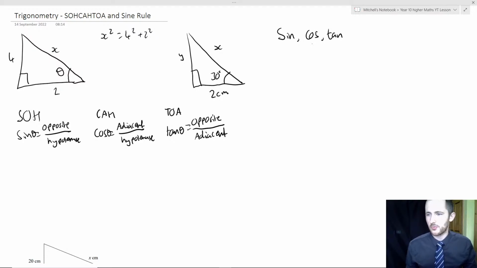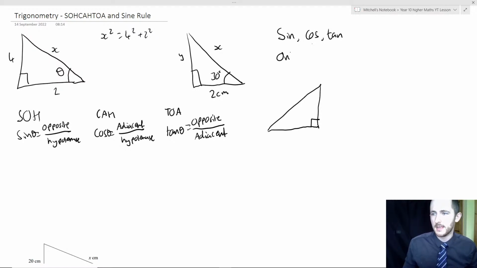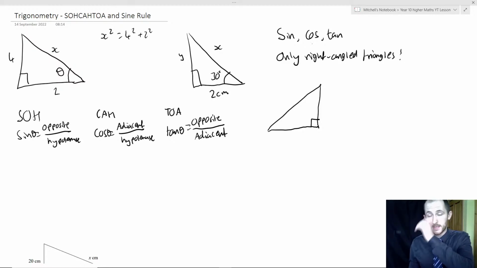So I'm going to draw a very generic looking triangle. It's going to be right-angled, because keep in mind we can only use this for right-angled triangles. That's the only time we can use it. Let's say the angle we get given, which we call with this Greek theta sign, is here. How will I label my sides?